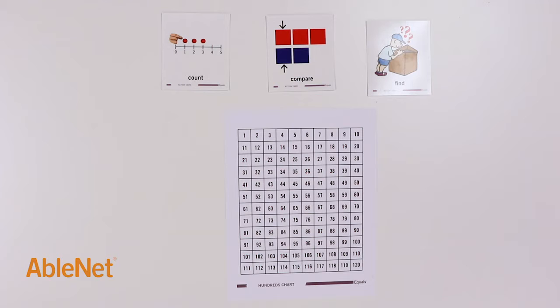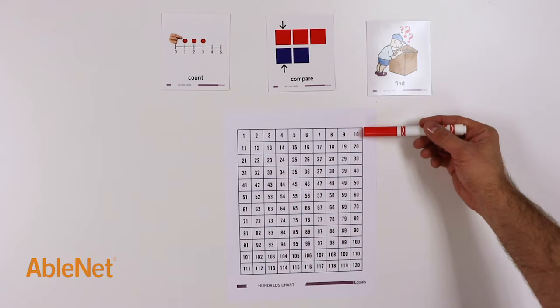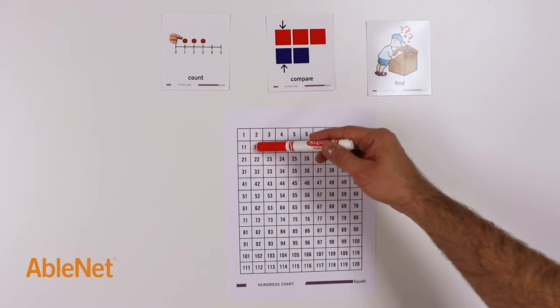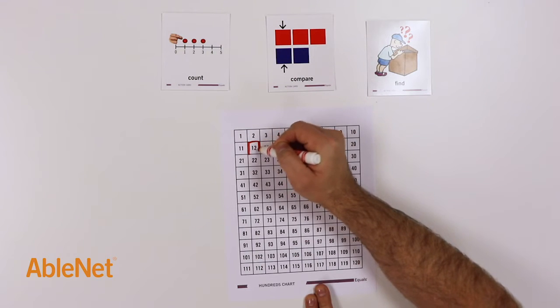He sees two boxes, one with 12 and one with 20. Let's find 12 on the hundreds chart first. We know the number 12 has one set of 10. We can count on from 10, 11, 12. Now we can mark 12 on the hundreds chart.